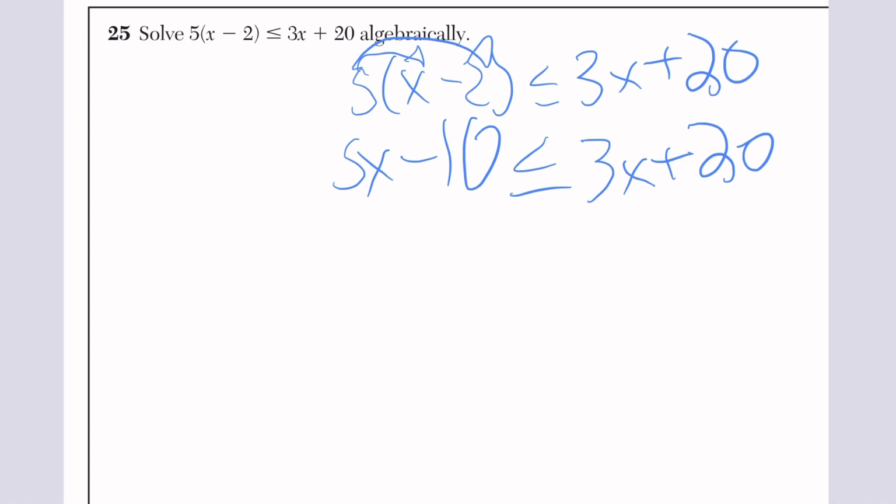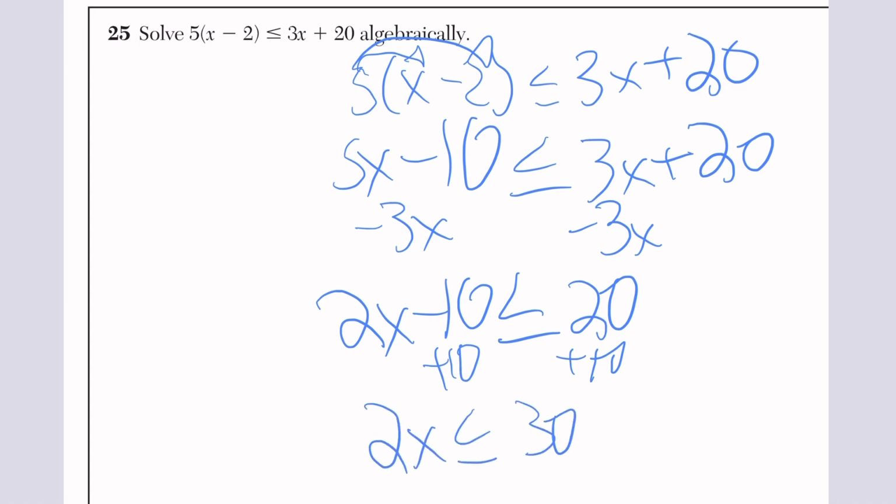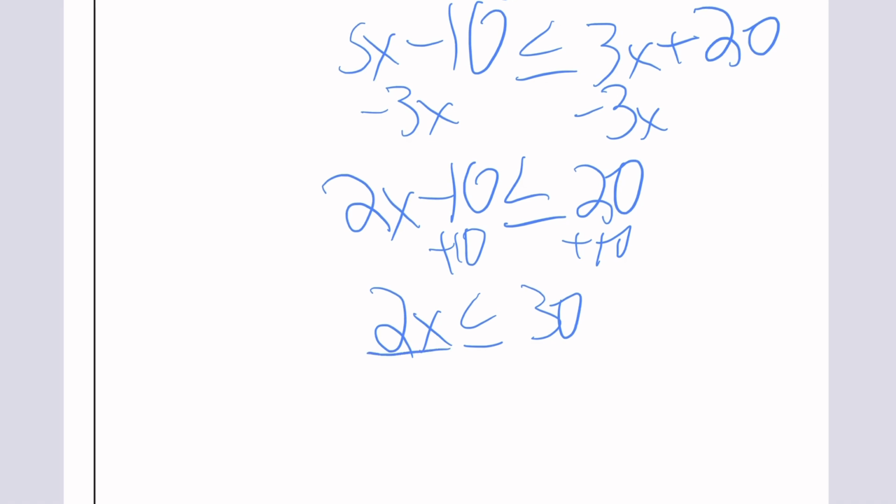Now, I'm going to subtract 3x on both sides, so it's just going to be 2x. Sorry about that. It's going to be 2x minus 10 is less than or equal to 20. Now we do plus 10, plus 10, and you get 2x is less than or equal to 30. Now you just divide by 2 on both sides, and you get x less than or equal to 15. And that's going to be your answer.